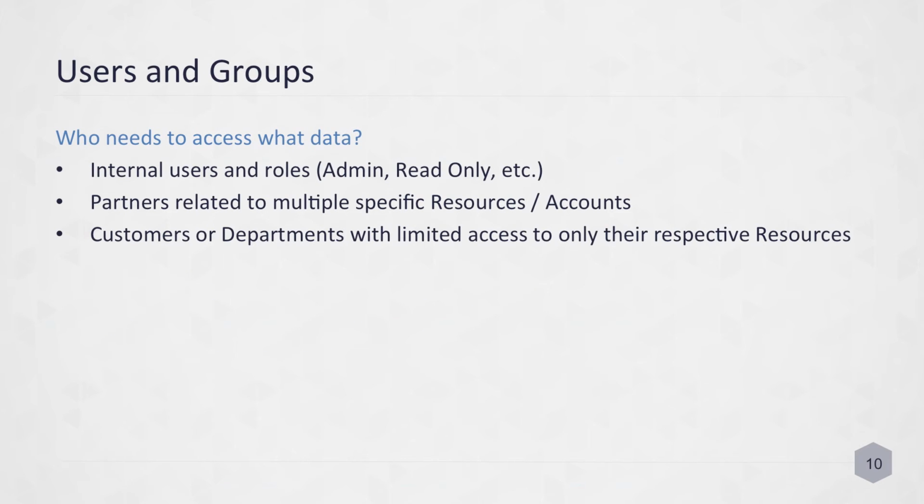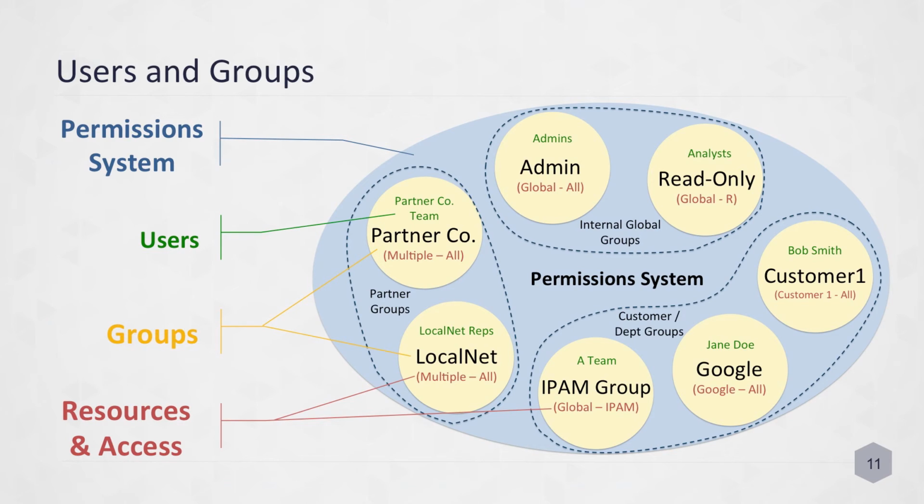A third area to think of is determining who on your team will be working in ProVision and what they need access to. You might have internal users and roles, partners related to specific resources, or customers and departments with limited access to only their respective resources. In this diagram, we have created groups for each of these scenarios. We have internal groups, partner groups, and customer groups. Each of these groups has access to different resources, permission levels, and users assigned to them.